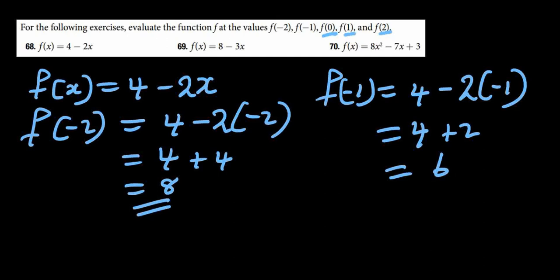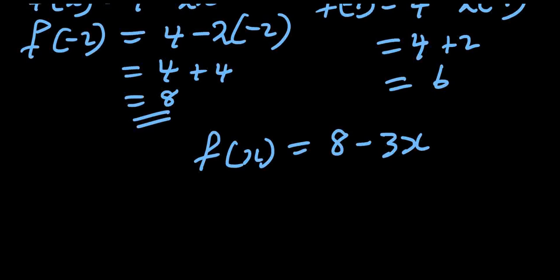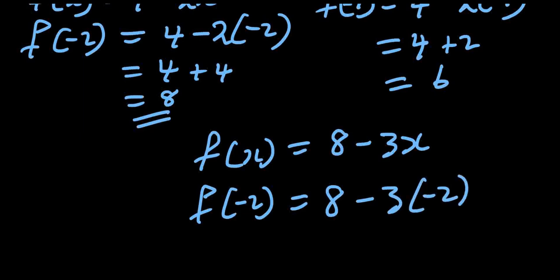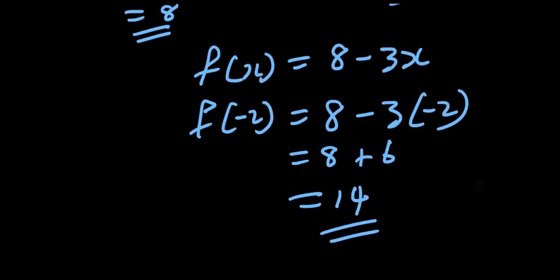So question 69, we have f of x is equal to 8 minus 3x. So for f of negative 2, this will be equal to 8 minus 3 times negative 2. And negative 2 times negative 3 will give us positive 6. So this will be equal to 14. So this is the answer to this question.